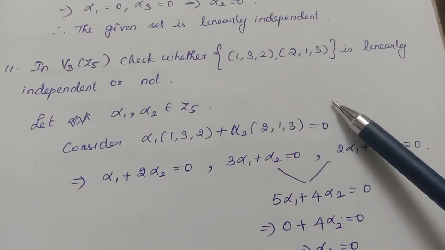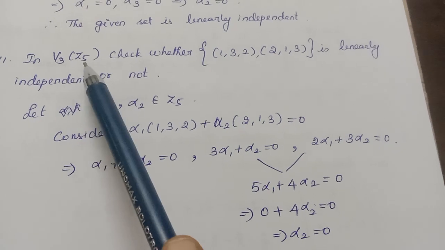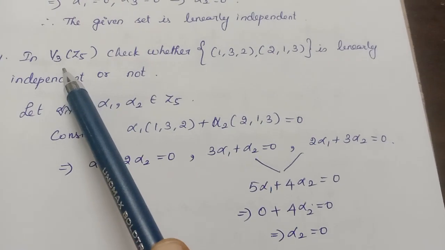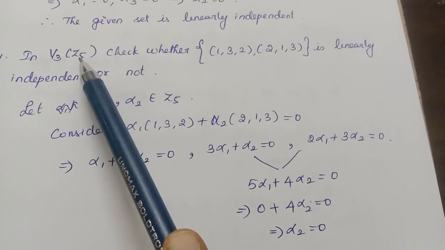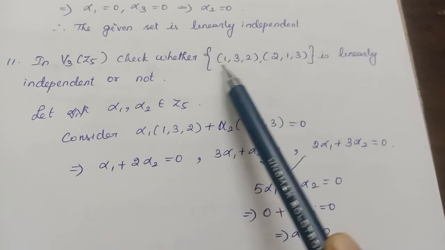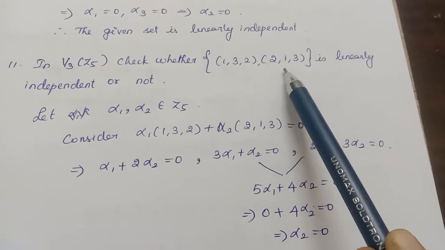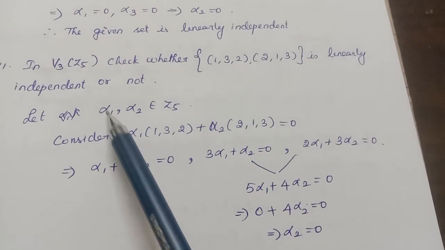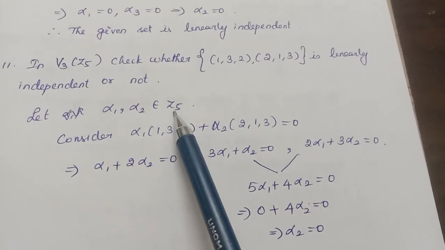This problem is something different from the previous one. Here, what is the vector space we have? V3 of Z5. That means we have triplets, and the numbers are taken from Z5. Z5 means 0, 1, 2, 3, 4. Over this vector space, we have to check whether this is linearly independent or not. So from where do I have to choose the scalars? From Z5. Alpha 1, alpha 2, we have to take from Z5.